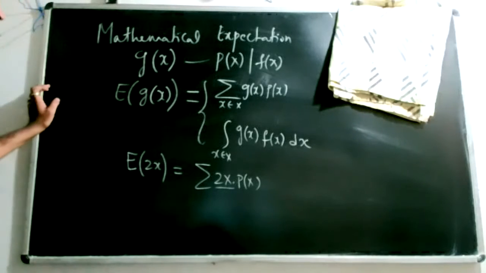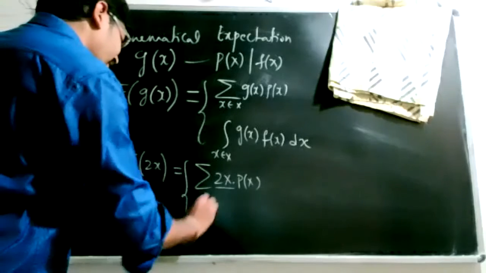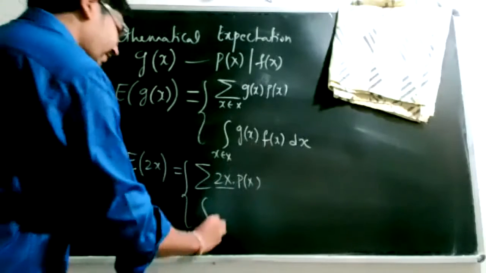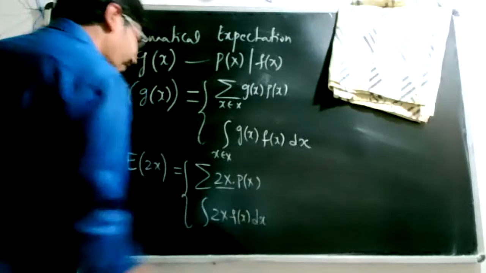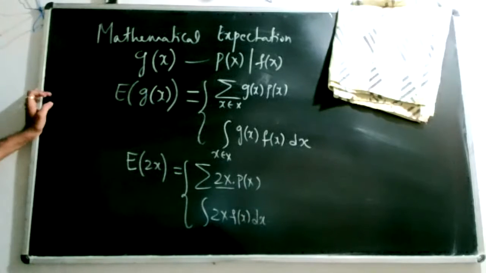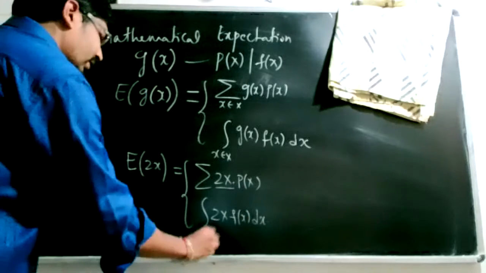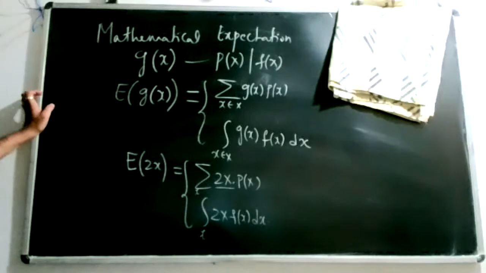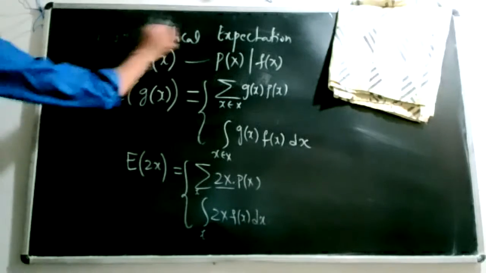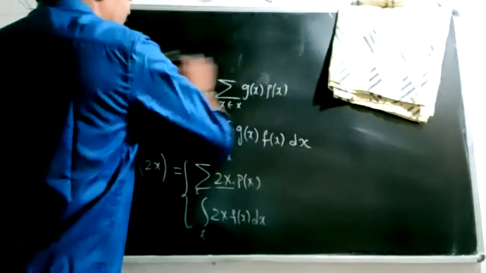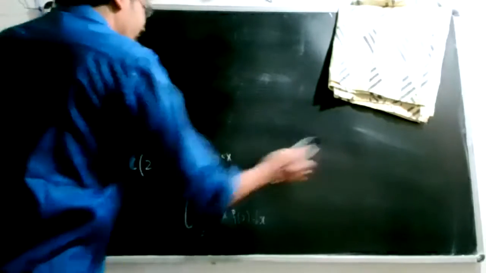So if you are talking about the same thing with the continuous function, then this will be integration of 2x with f of x dx over the entire range of x. Okay, so I will solve many of the problems in this category in the practical classes. Now next we'll extend this concept and see how to obtain the measures of the spread.